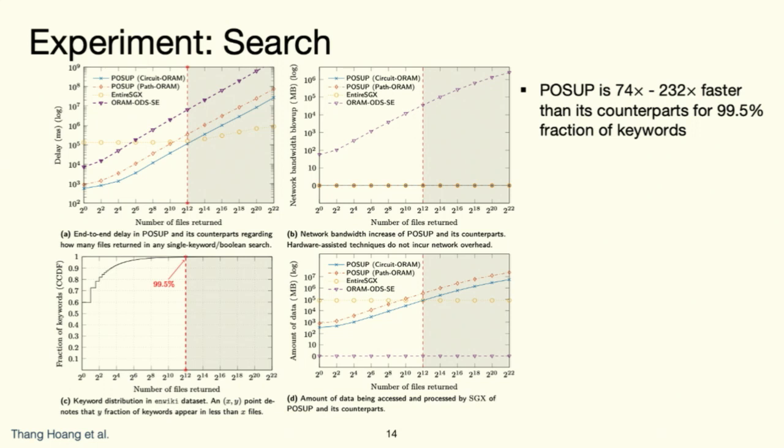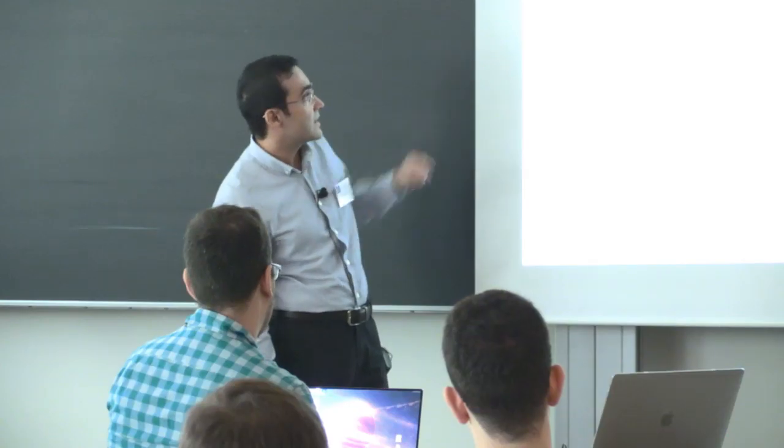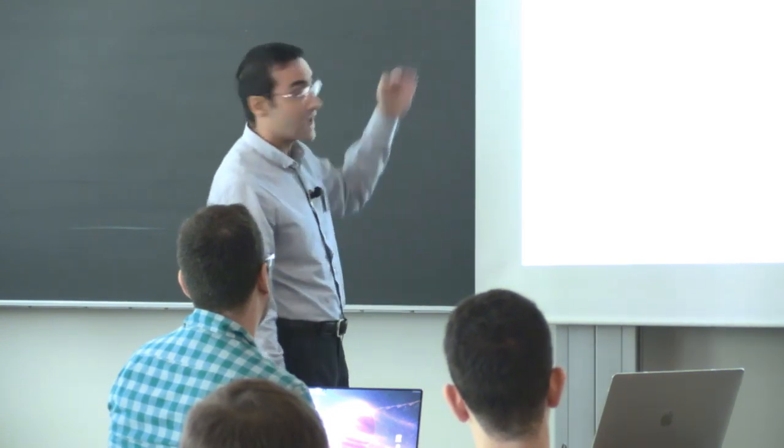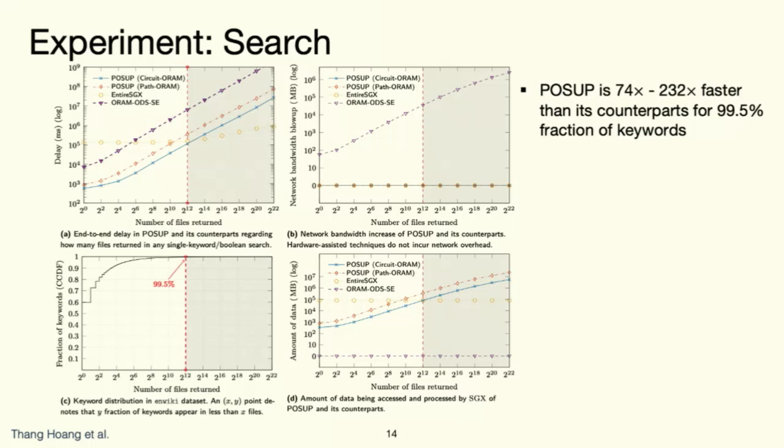So as we can see here, first we are comparing, depending on the number of files returned to the server, how our delay increases. For the vast majority of the wiki data set, for 99.5% of the keywords, you return fewer than this many files. In these kinds of settings, we can observe that this platform performs better than fetching everything inside of SGX, and under any condition, it will perform better than doing ORAM over the network.